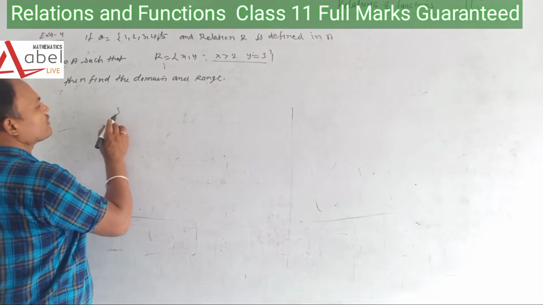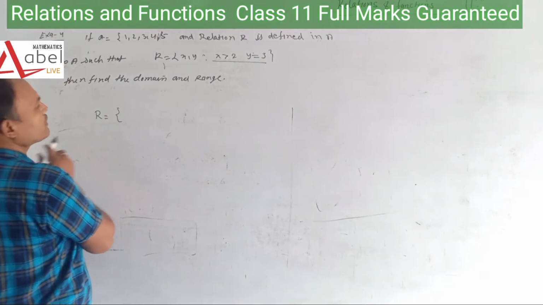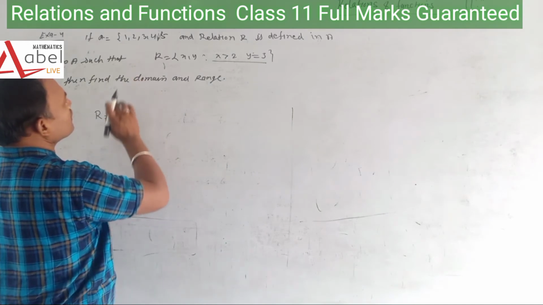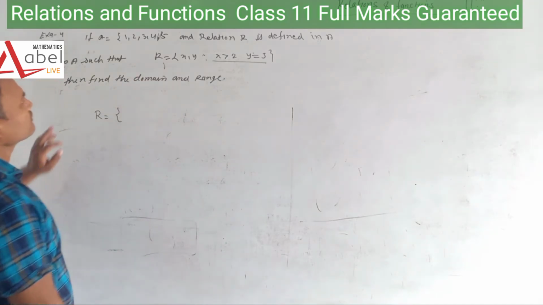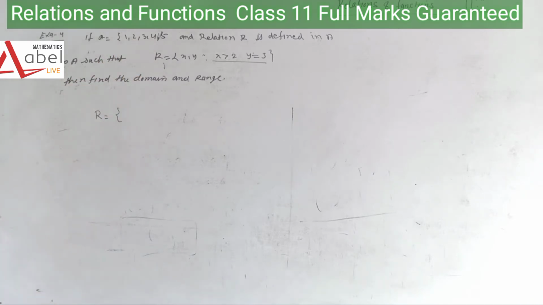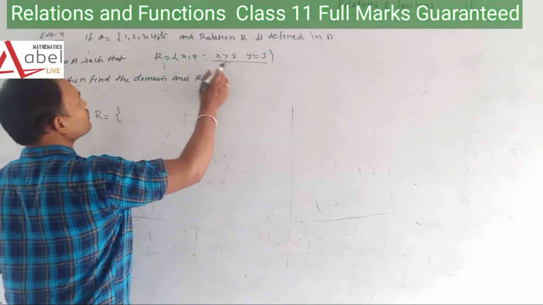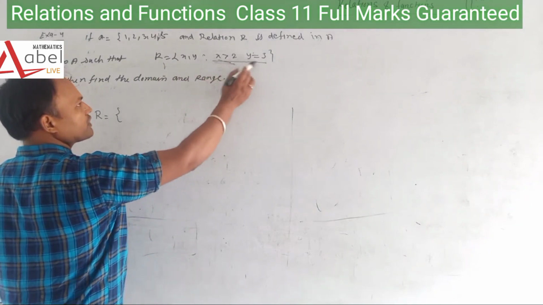So when we are going to find R, we can say that x is greater than 2, which means greater than 2 up to R. So what is R? And y is equal to 3. So y is always 3, and x is greater than 2.